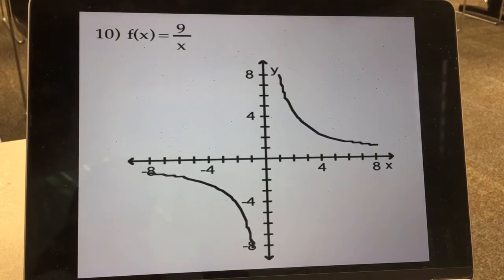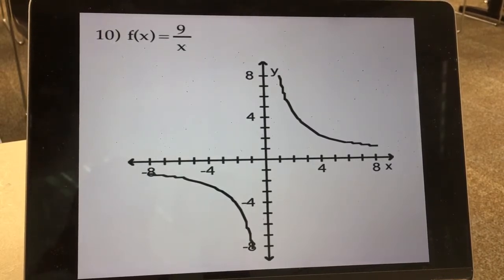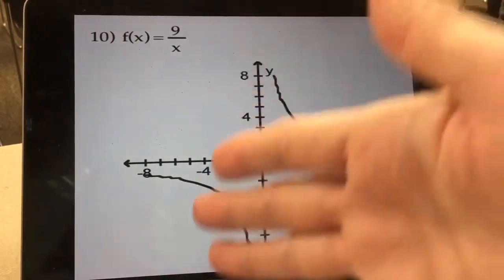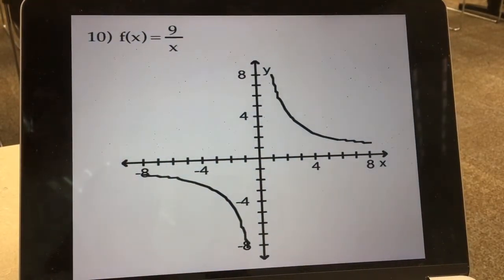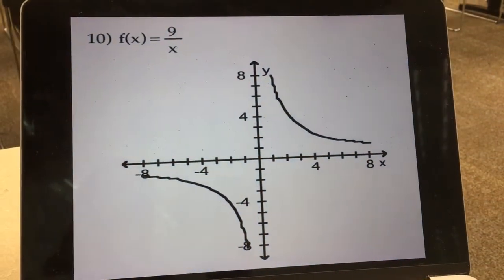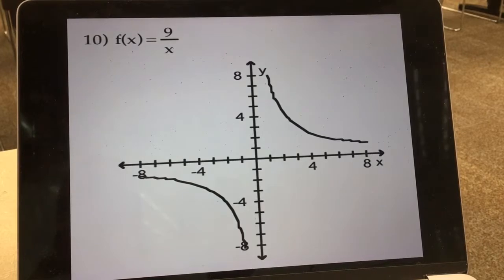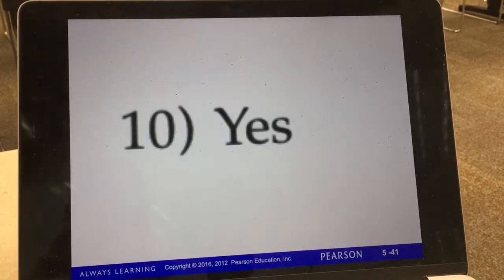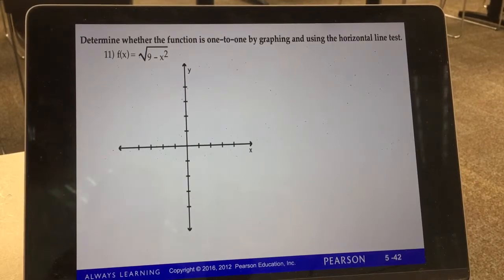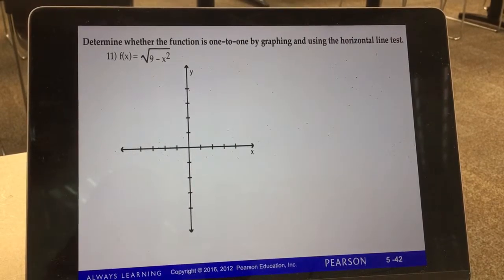Okay, so number 10 is just asking us if this is a 1 to 1 function. Well, when we look at it, we can see that it passes the vertical line test, and we can draw an infinite number of lines vertically, but it also passes the horizontal line test. And so this one is 1 to 1. Okay, so yes, it is 1 to 1. Now we look at the next one, and it says determine whether the function is 1 to 1 by graphing and using the horizontal line test.